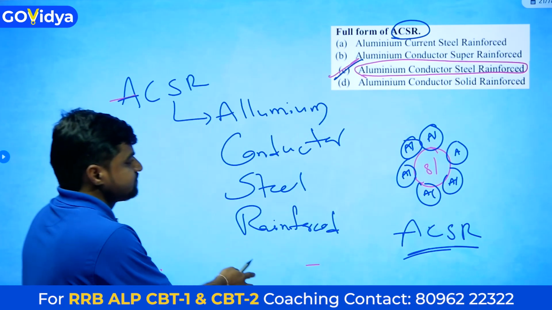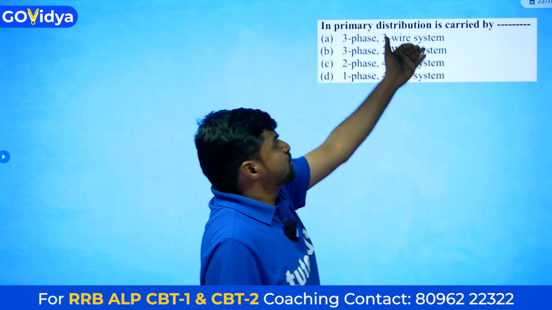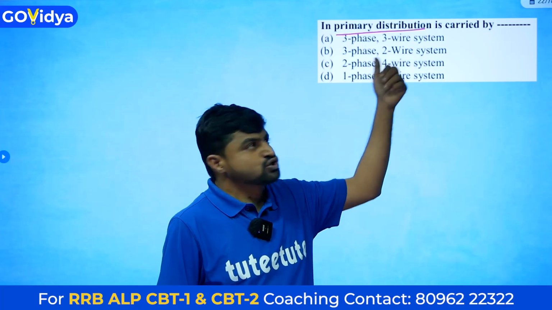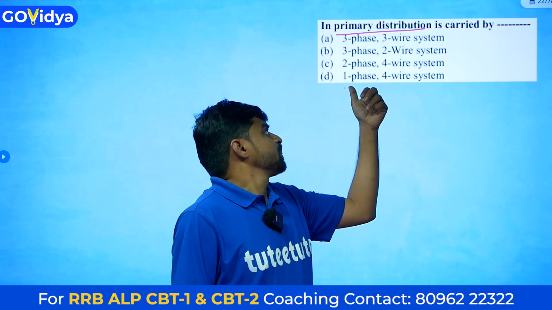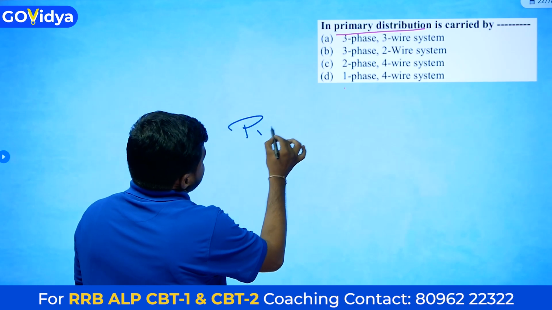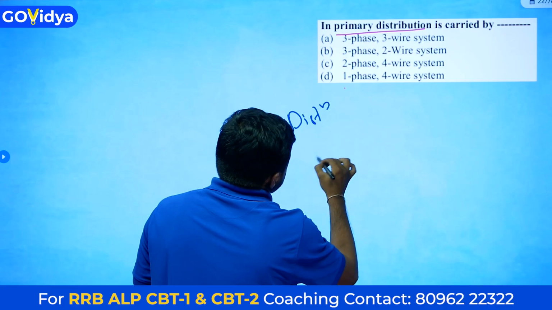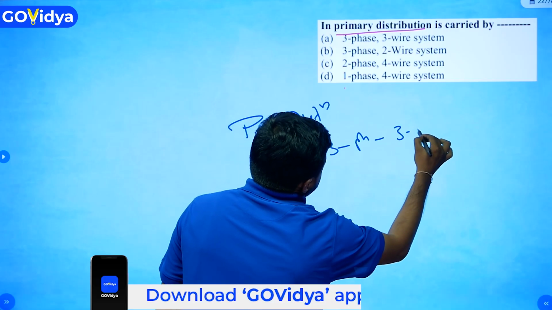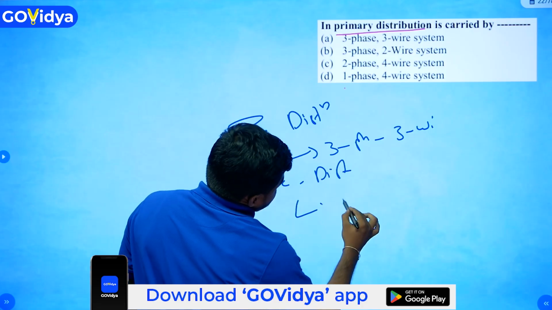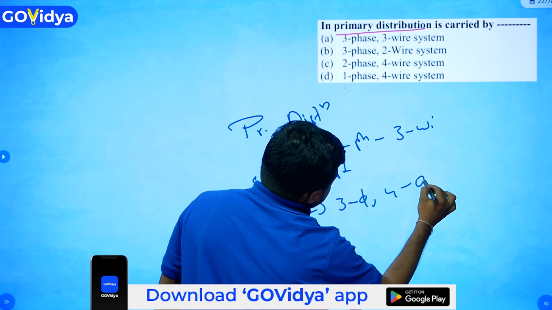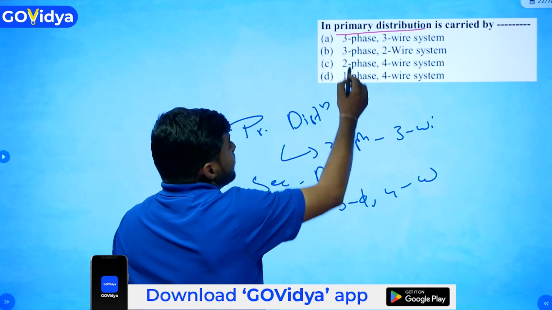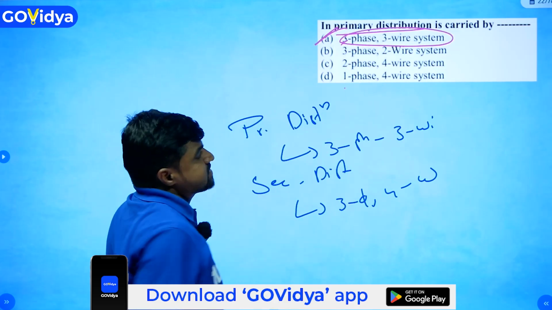Next question. Primary distribution is carried by: 3 phase 3 wire, 3 phase 2 wire, 2 phase 4 wire, or single phase 4 wire. Primary distribution has 3 phase 3 wire, and secondary distribution has 3 phase 4 wire. In the question they are asking about primary distribution, which is a 3 phase 3 wire system. Option A is the correct answer.